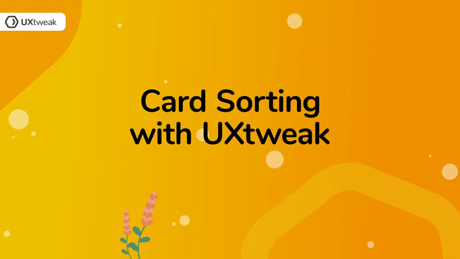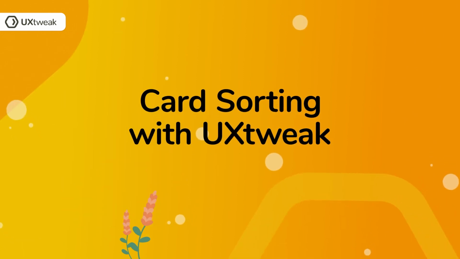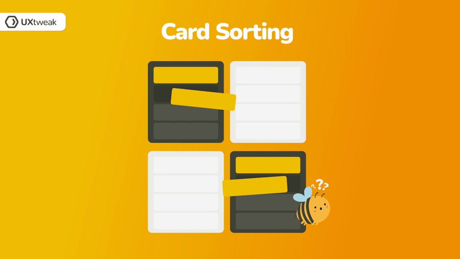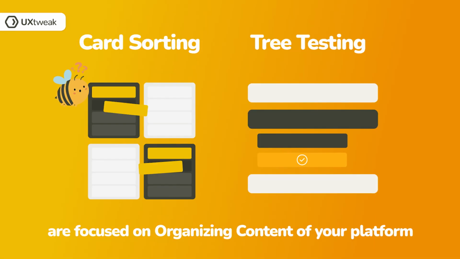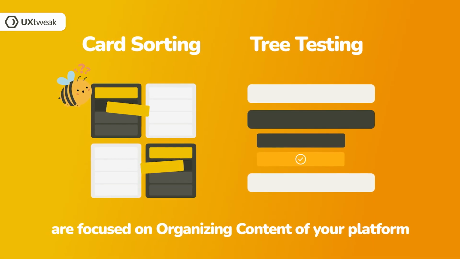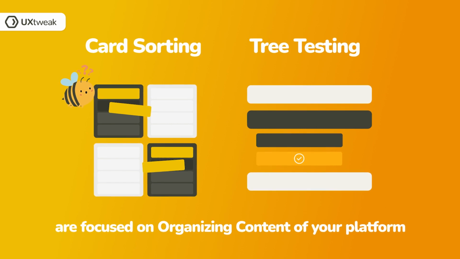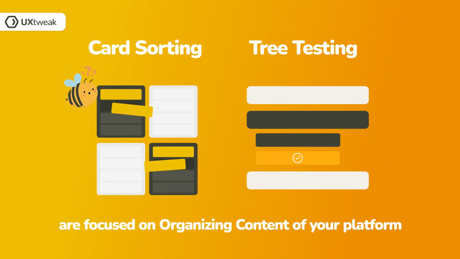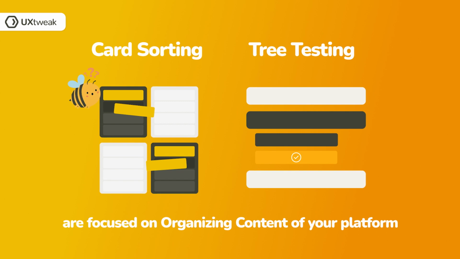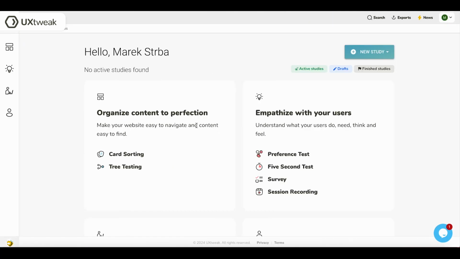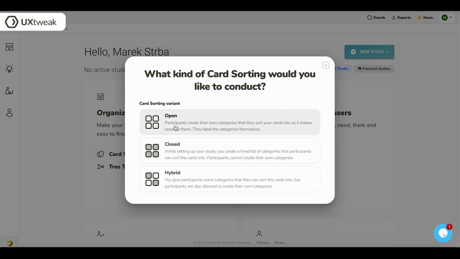Welcome, everyone. Today we will focus on one of the cornerstones of UX research, the old-time classic card sorting. Card sorting together with its closest partner, tree testing, form up our information architecture tool section focused on organizing content of your platform. When creating a card sorting study in UXtweak, you are faced with a big decision at the very beginning, choosing one of the three available variants.